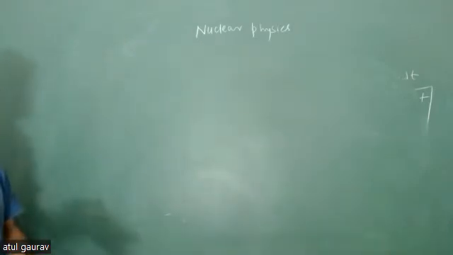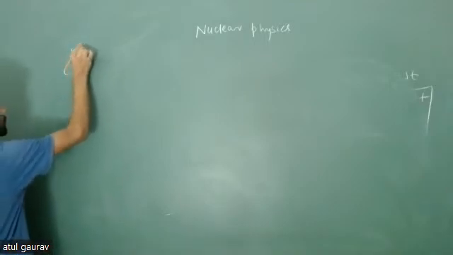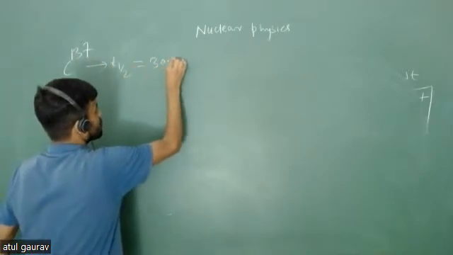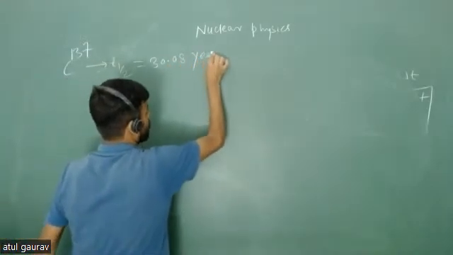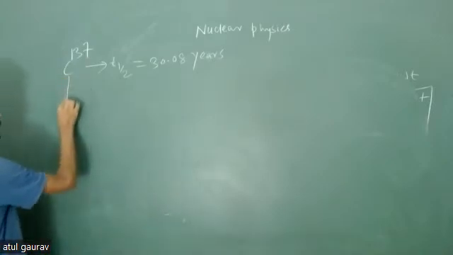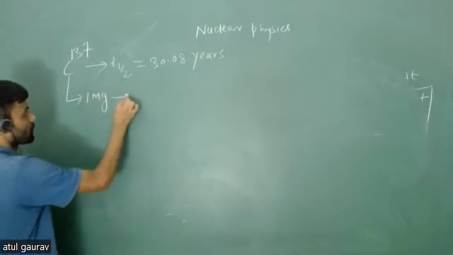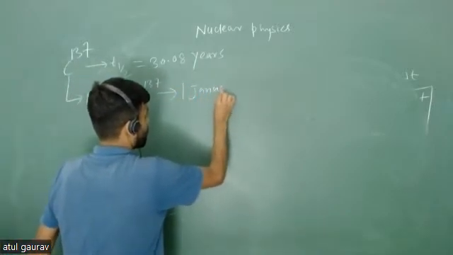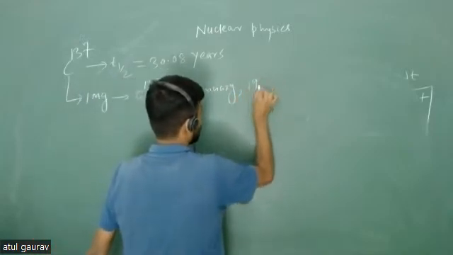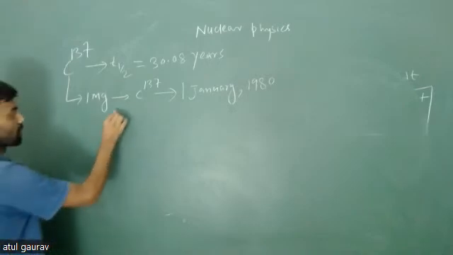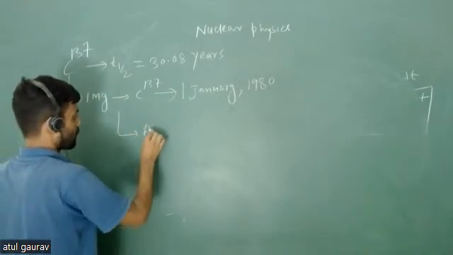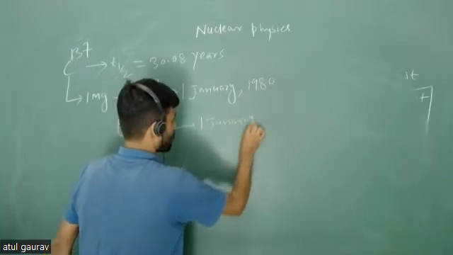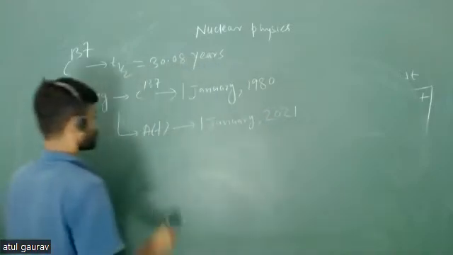So there is a nuclei, cesium-137. Its half lifetime is given, T half equals 30.08 years. A 1 milligram sample of cesium-137 is prepared on 1st January 1980. Then they ask its activity that is measured on 1st January 2021. So they ask for this activity.